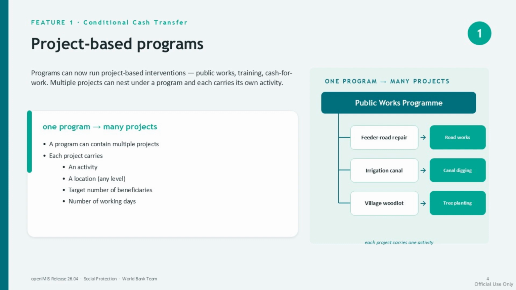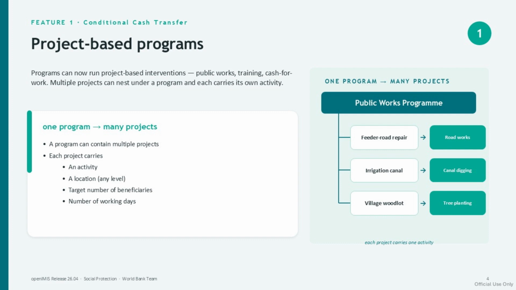Just a high level overview: we are already very familiar with programs in openIMIS, which were also called benefit plans, and they have been renamed by default as part of this release as well. So now they're called programs, which is a more commonly used term to refer to a cash transfer or social protection program. For each program, each program now can have multiple projects, and these projects serve as a way of subdividing a program.